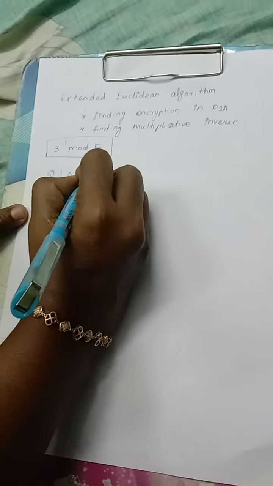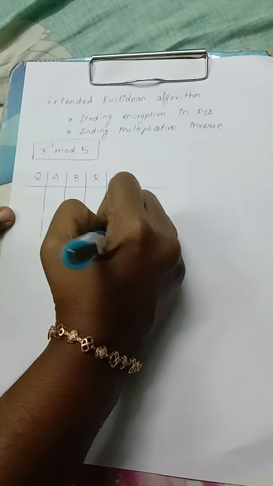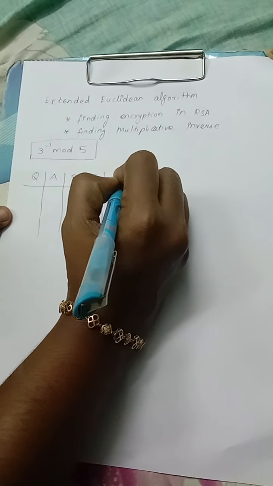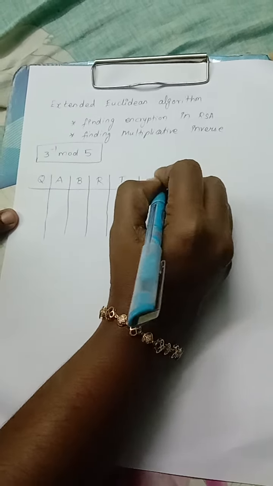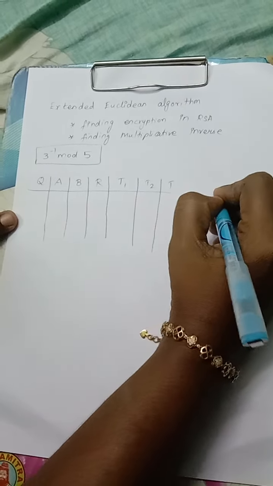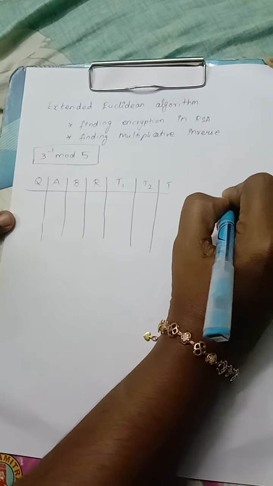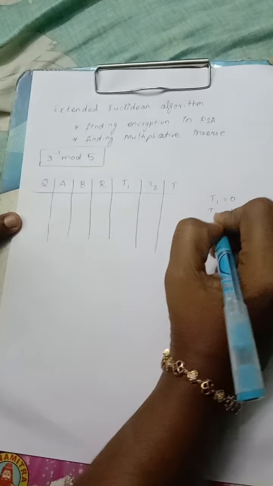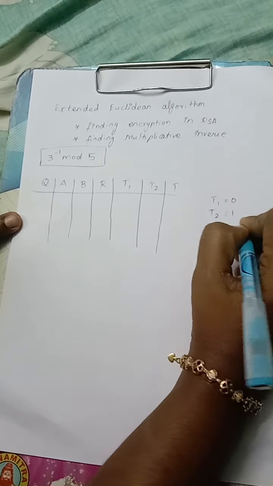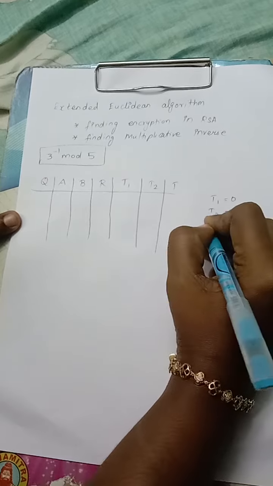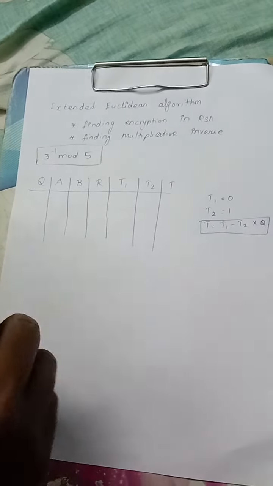For that we need 7 values. One is your Q, another one is your A, next B and your R. Q is the quotient and R is the remainder. Next we need 3 parameters: T1, T2 and T. Initially our T1 is 0 and T2 is 1, and T is T1 minus T2 into Q. This is the equation you have to follow.